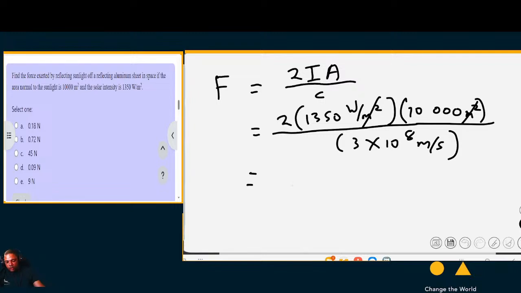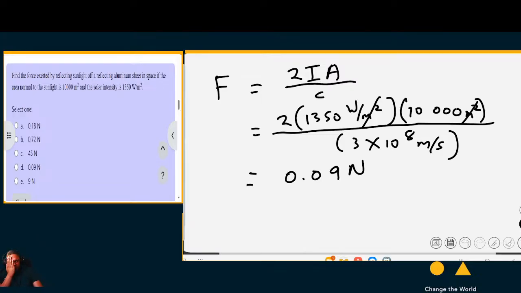And that's all. I just checked: 10,000 times 3 times 10 to the 8. This is approximately 0.09 newtons of force. Okay, so 0.09 newtons of force is what the solar energy, or the sun, is imparting onto this plate.